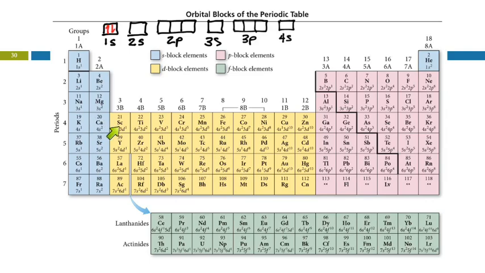After 4s is this D block. So we've done 1 and 2. The third principal level has 3 sublevels, S, P, and D. But we haven't gotten the D yet. These are the 3D electrons.